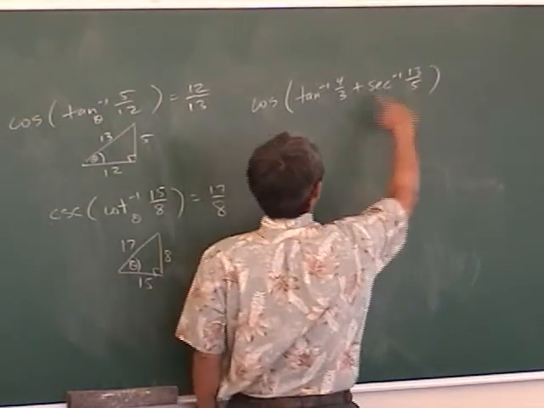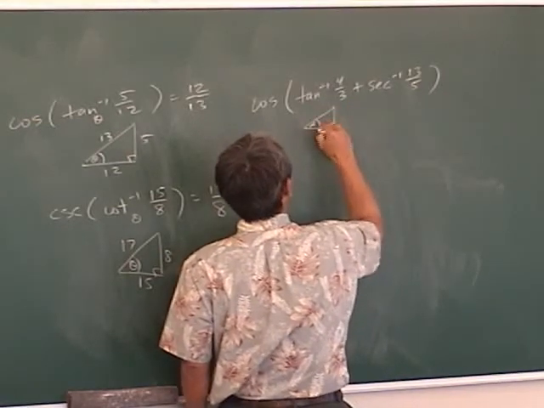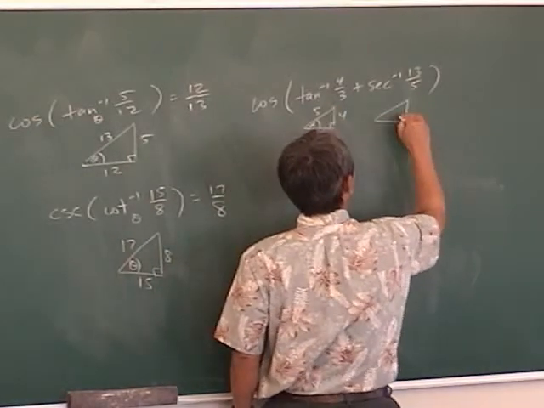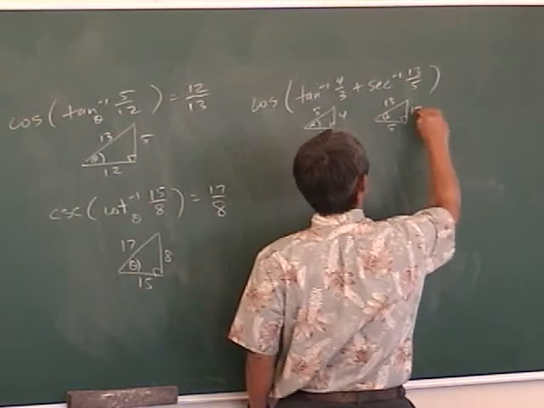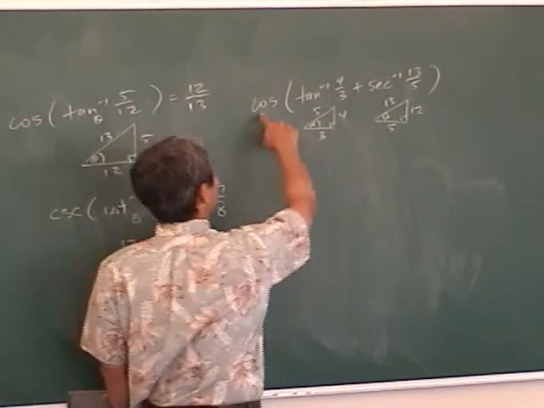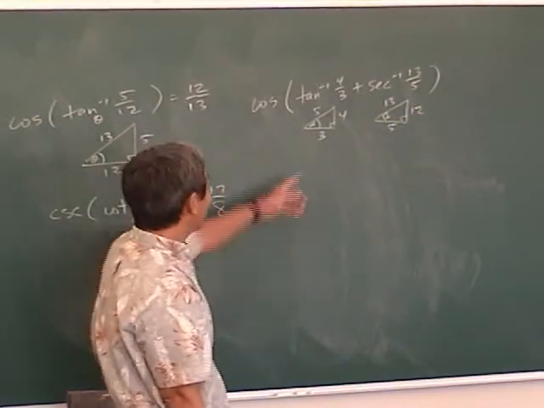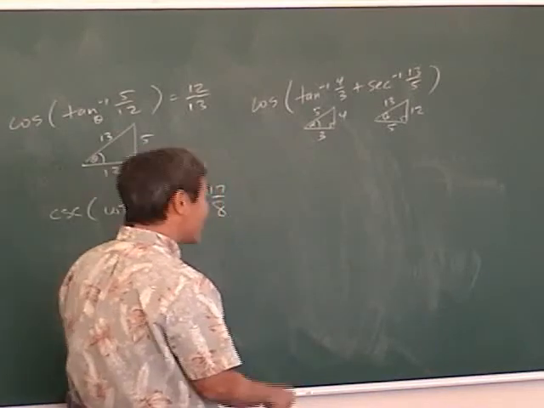So these are both numbers I don't know, so draw the triangle. Let's call this one alpha. So tan is opposite over adjacent. And let's call this angle beta. What is secant? Hypotenuse over adjacent. So it's 5/13. Okay, so how do I find the cosine of this angle plus this angle? Just distribute the cosine. Just find the cosine of this and add it to the cosine of that. No, you gotta use identities.